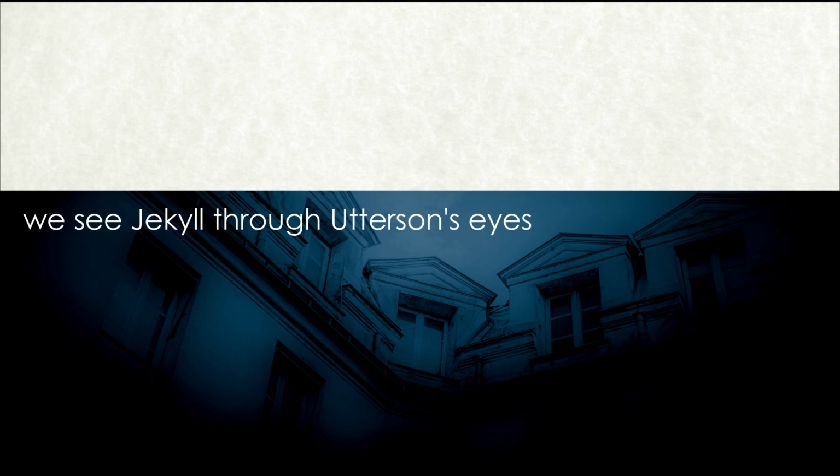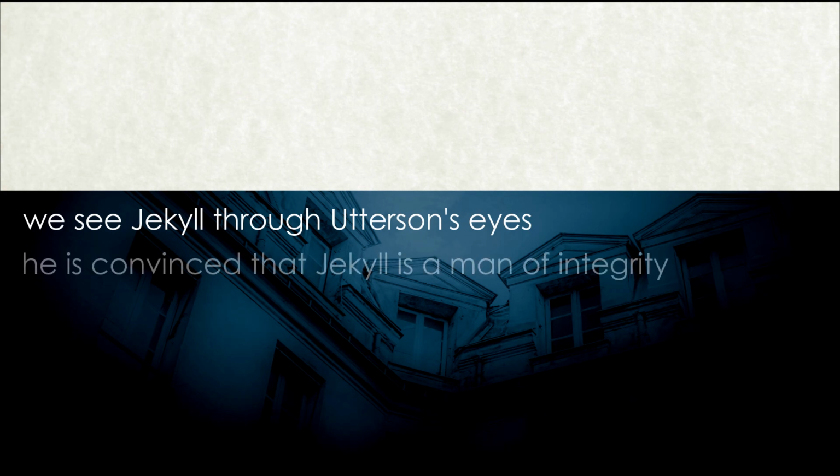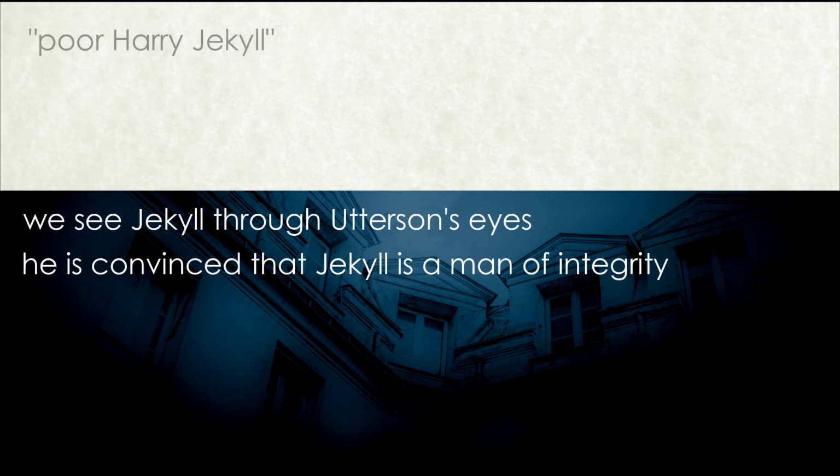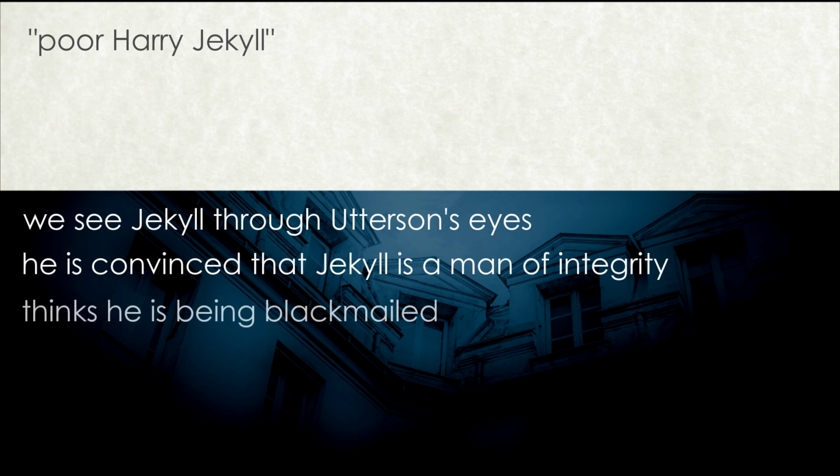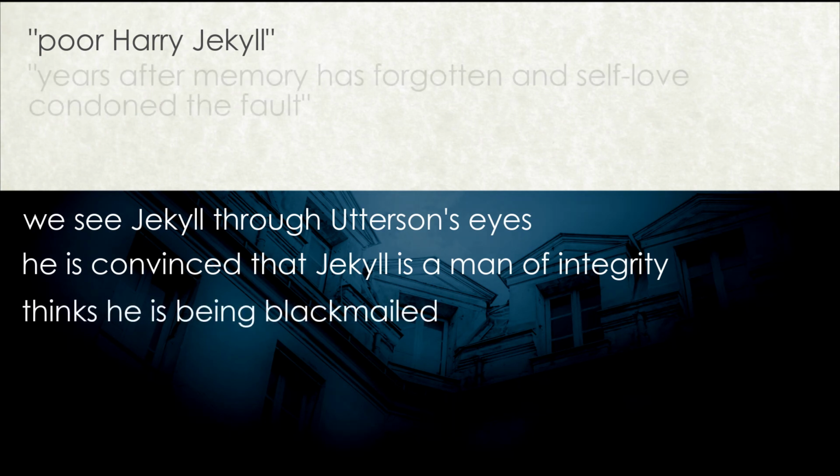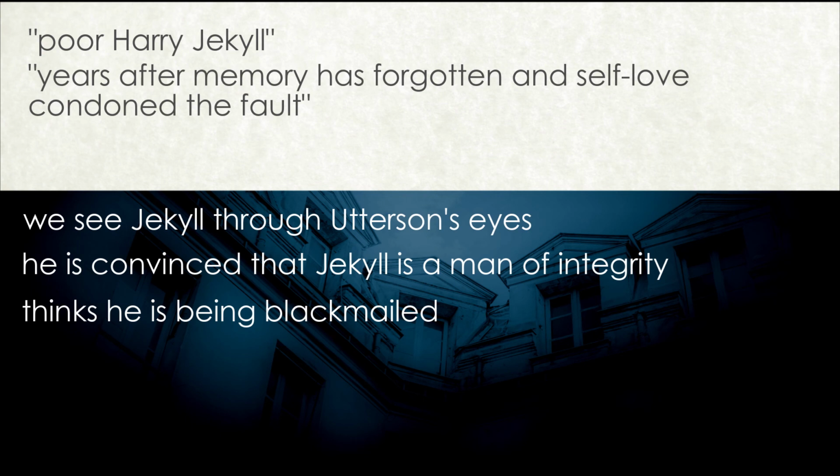Up to this point, Stevenson has presented Jekyll to the reader through the eyes of Utterson, and we have accepted his reasoning for the mysterious events surrounding Mr. Hyde, influenced by his belief in Jekyll's integrity, even though they are ultimately proved to be wrong. Earlier in the novel, he repeatedly refers to him as poor Harry Jekyll, and feels that he is in the thrall of an evil acquaintance who has some knowledge of a youthful indiscretion, years after memory has forgotten and self-love condoned the fault, which has come back to haunt him.